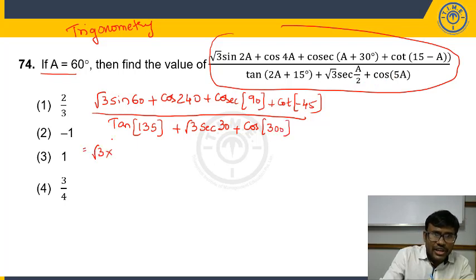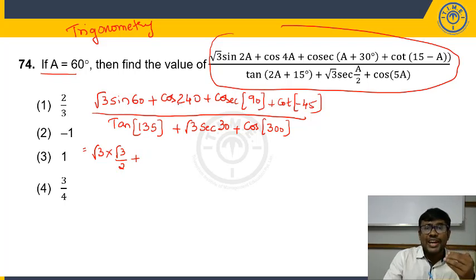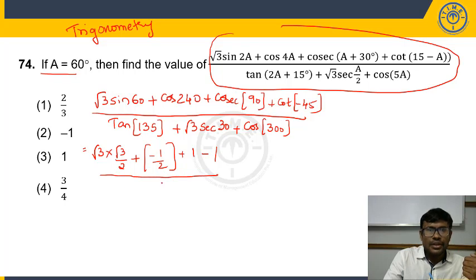Root 3 into what is sine 60? Root 3 by 2, plus cos 240. Cos 240 means cos 180 plus 60. Cos 180 plus 60 is minus cos 60. Minus cos 60 is how much? Minus 1 by 2, plus cosecant 90, that is 1, and cot of minus 45. Cot of minus 45 is minus cot 45, that is minus 1, divided by tan 135. Tan 135 means tan 90 plus 45. Tan 90 plus 45 means minus tan 45, that is minus 1.